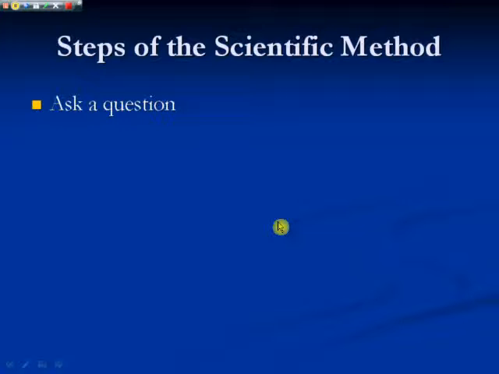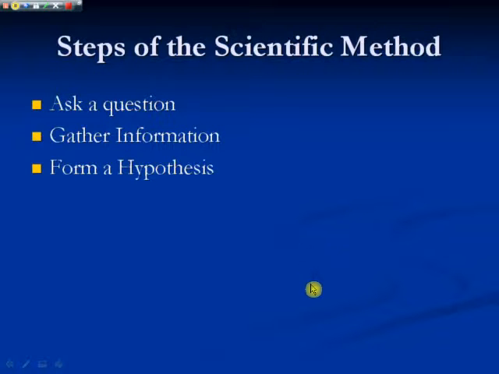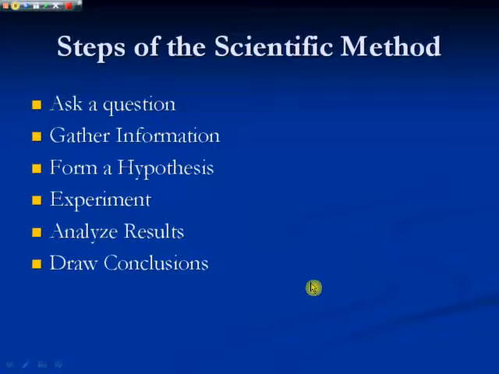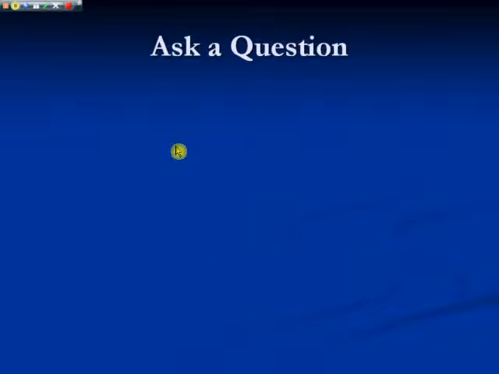The first is to ask a question. The second is to gather information. Third, form a hypothesis. Fourth, do an experiment. Fifth, analyze the results. Sixth, draw conclusions. And seventh, communicate the results. These are the 7 customary steps of the scientific method. Keep in mind, of course, that they can go in any order, determined by the researcher or the person doing the science. We're going to start though with asking a question.